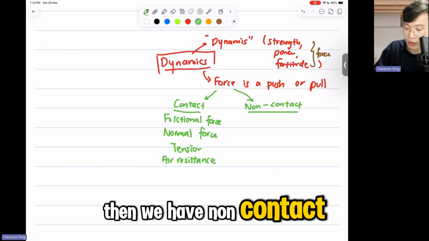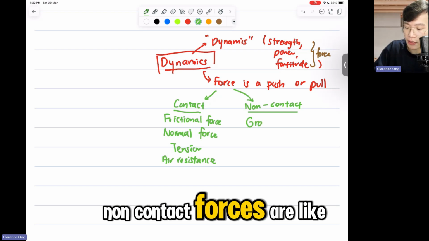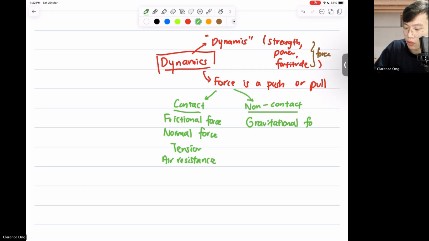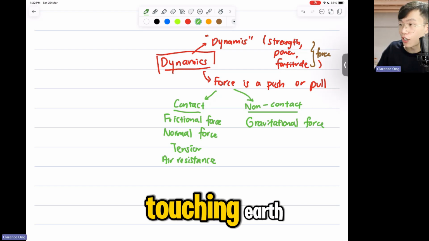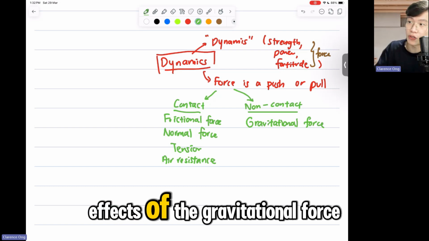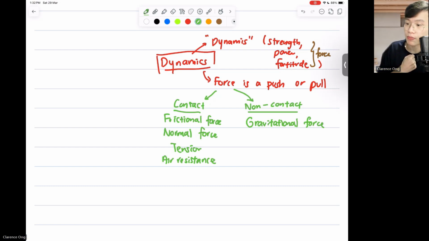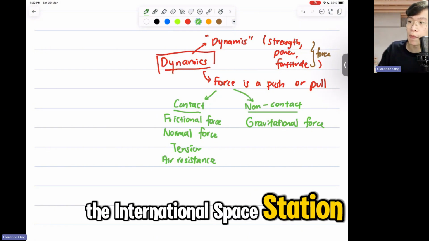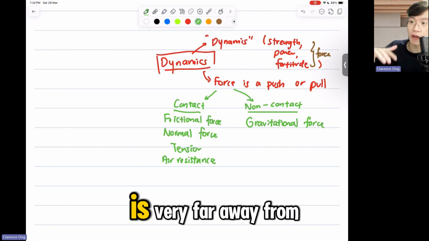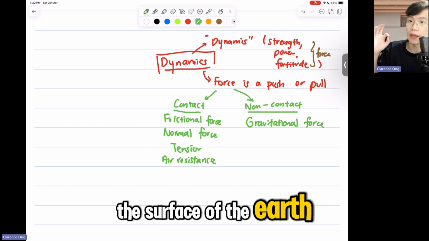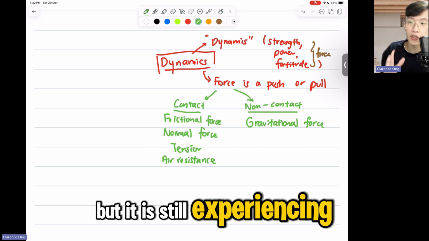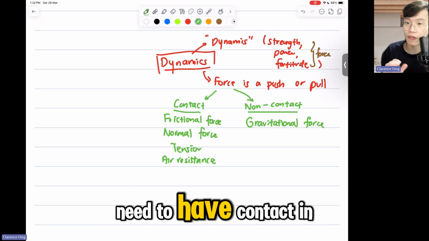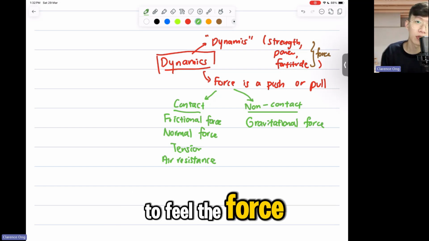Then we have non-contact forces. Non-contact forces are like your gravitational force. You don't have to be touching Earth in order to feel the effects of the gravitational force. Even if you're in space, for example, the International Space Station. The International Space Station is very far away from the surface of the Earth, but it is still experiencing the gravitational force from the Earth. It means that you don't need to have contact in order to feel the force.